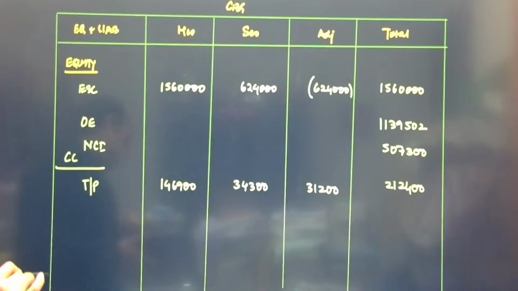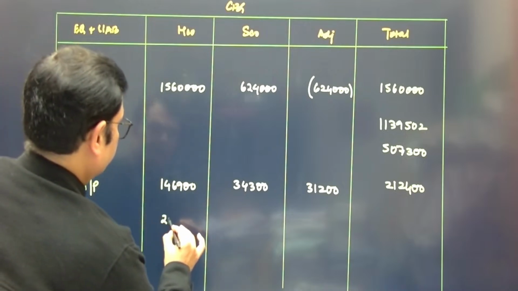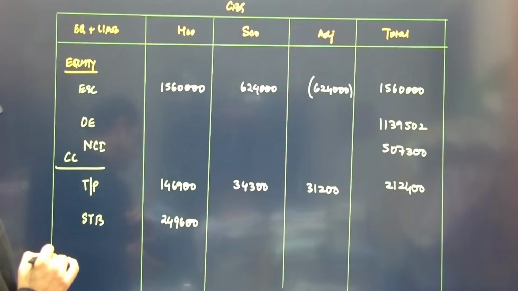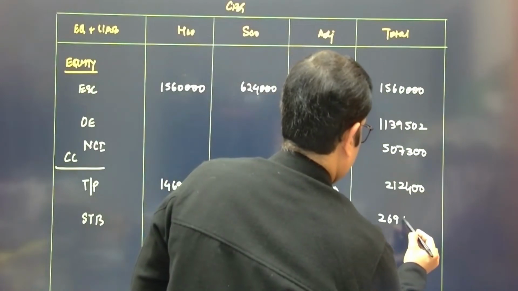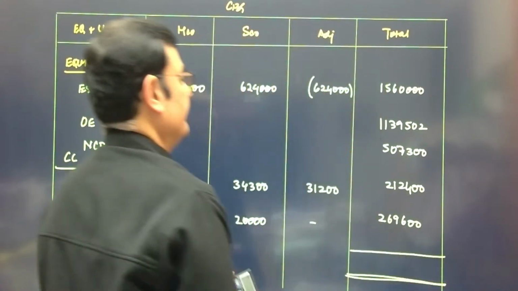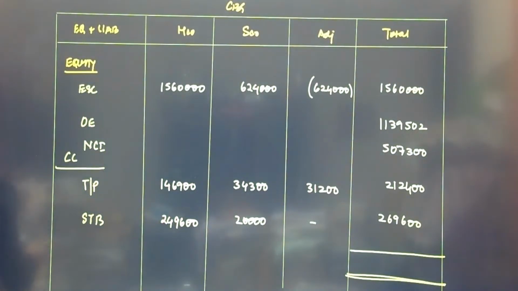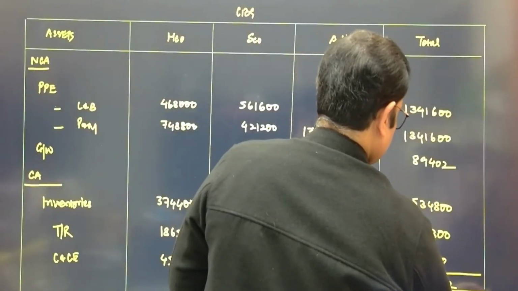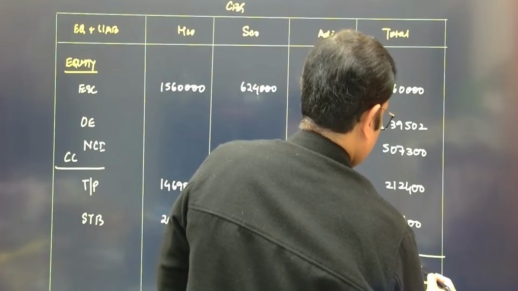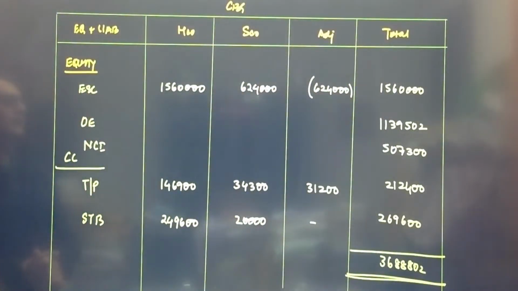Yes, sir. And then we're given the short-term borrowings in this case. The short-term borrowings is 249,600, and it is 20,000. There is no adjustments in this case. So I think this is 269,600. Hopefully now this balance sheet should tally. If it tallies, that means you've done a good job. Let's see if the balance sheet is agreed on this. Tally, sir. Valid. Wow. So the total is 36,88,802. Wonderful. So that was a 15 marker examination question.